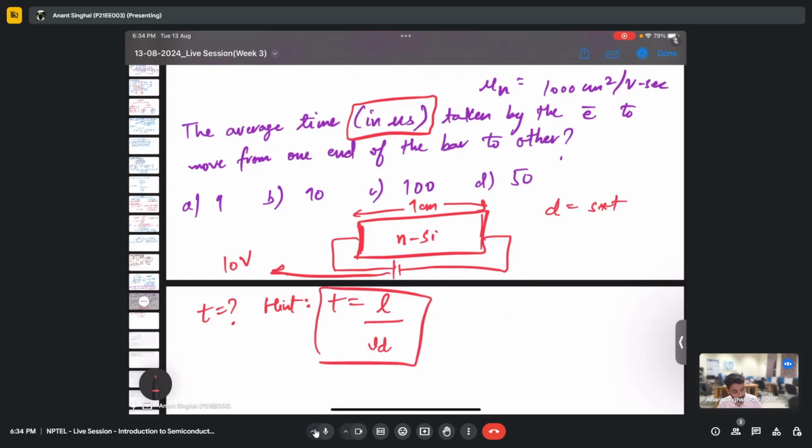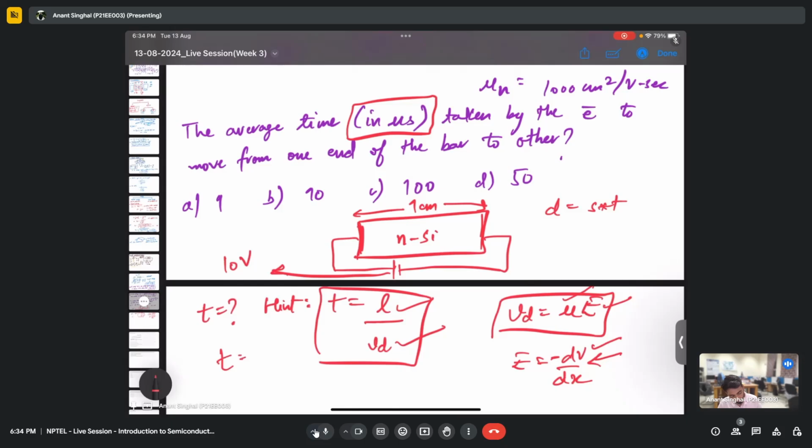And drift velocity, we have just read, is nothing but the mobility times electric field. So you have everything given in the question. Electric field is nothing but minus dV by dx. So we have the electric field given, we have the mobility given. So we'll calculate Vd, we have the L given, and we can find the time easily.